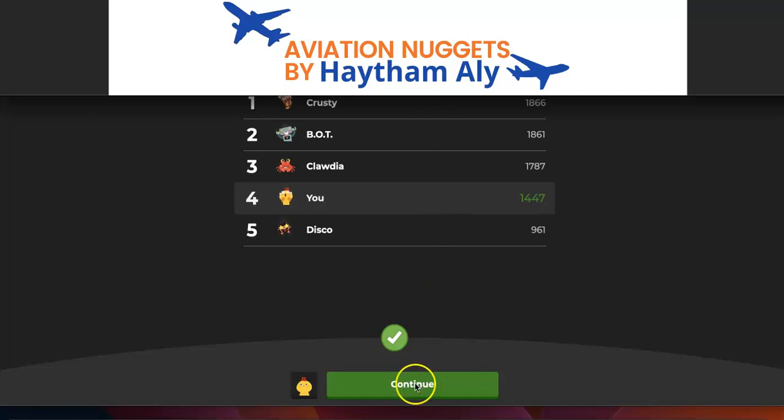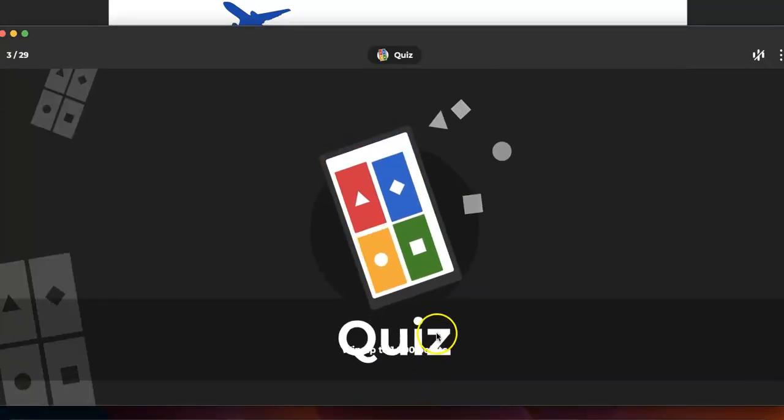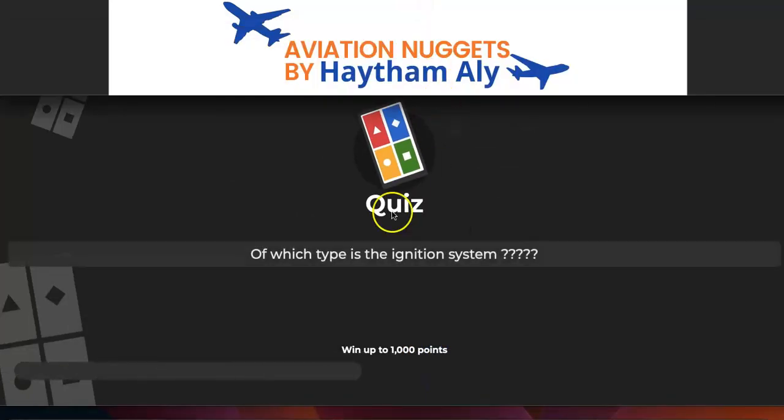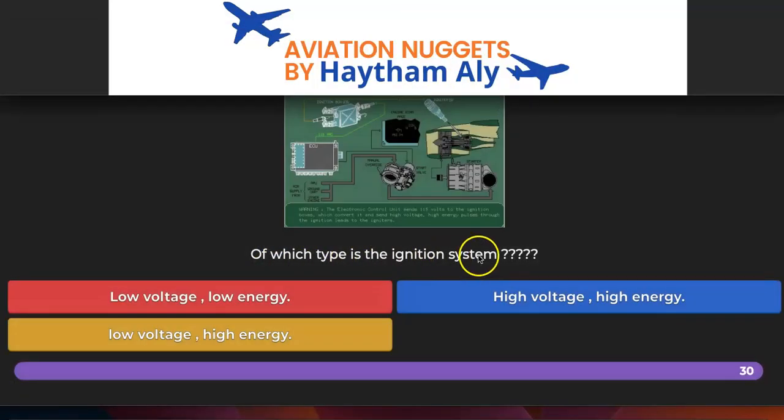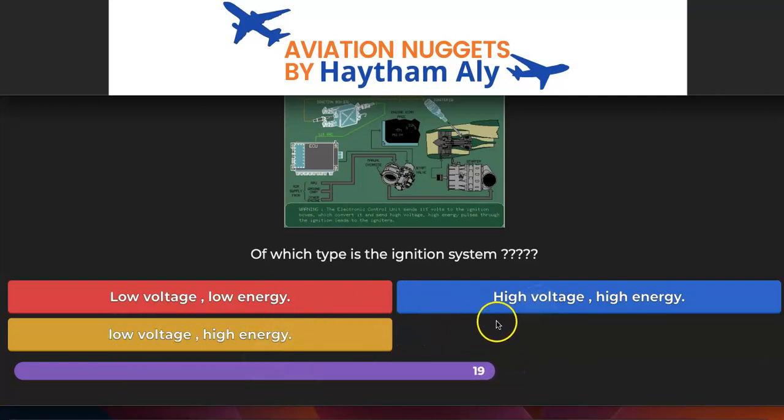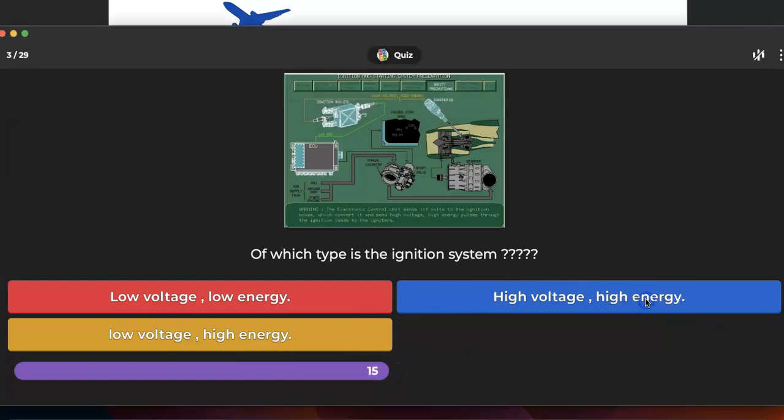Okay, let's continue for the next question. Of which type is the ignition system? Low voltage, low energy, high voltage, high energy, or low voltage, high energy. The type of the ignition system is a high voltage, high energy ignition system.